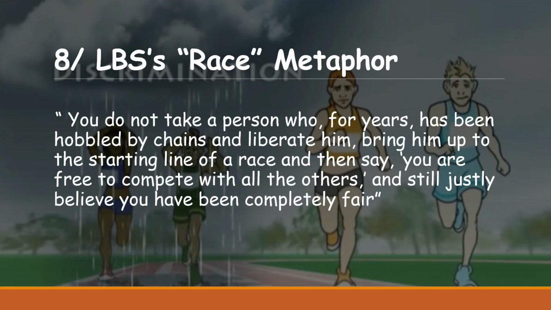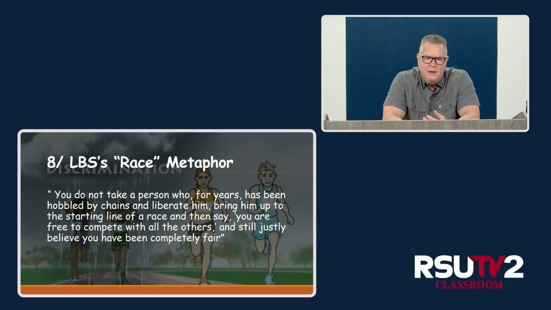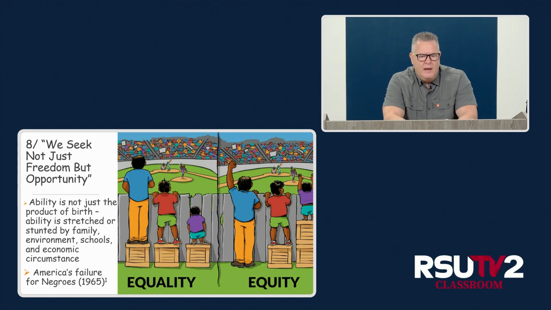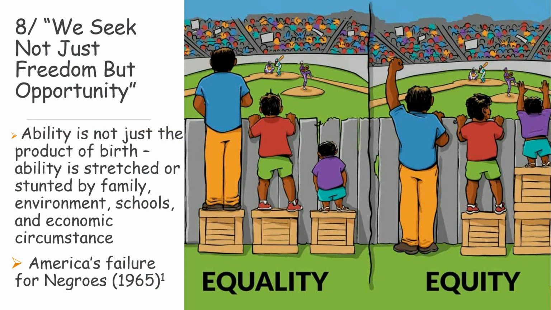He is basically making the point that systematic discrimination over generations inflicts harm on communities, harm that is not easily overcome. So he's saying we seek not just freedom, but opportunity. Ability is not just the product of birth. Ability is stretched or stunted by family, environment, schools, and economic circumstance. And again, he's saying that in 1965, America had failed black people.